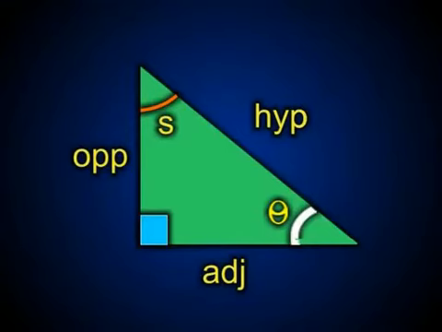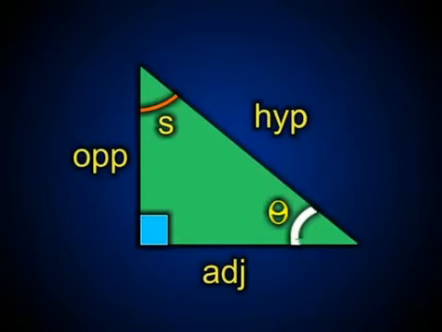Take a look at this right-angled triangle over here. Firstly, the most important thing about a right-angled triangle is the fact that it has a right angle in it. And I'm going to put that over here. The side opposite the right angle is always the hypotenuse.